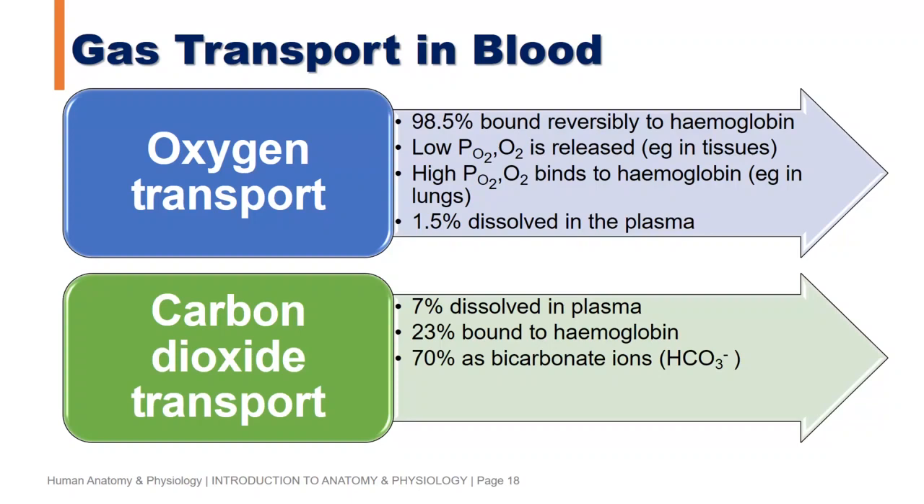For oxygen transport, 98.5% is bound reversibly to hemoglobin. At low partial oxygen, oxygen is released, for example in your tissue. And at high partial oxygen, oxygen binds to hemoglobin, for example in your lungs. 1.5% is dissolved in the plasma. For carbon dioxide transport, 7% is dissolved in the plasma, 23% is bound to hemoglobin, and 70% is carried as bicarbonate ions.